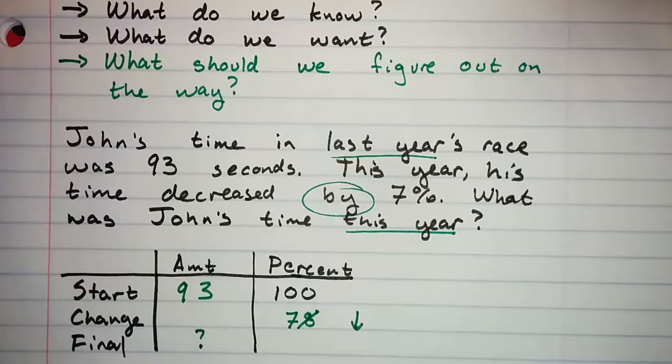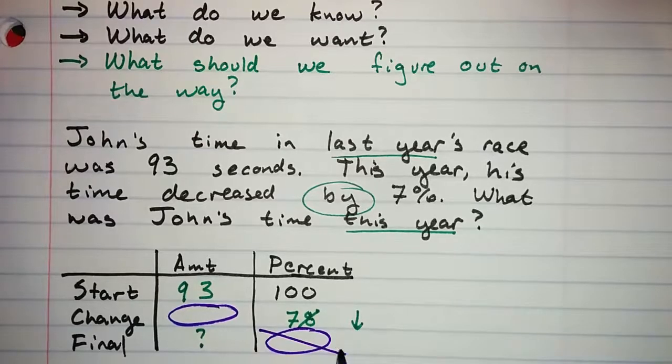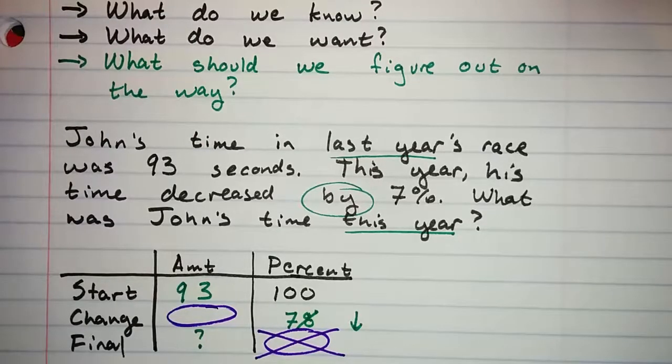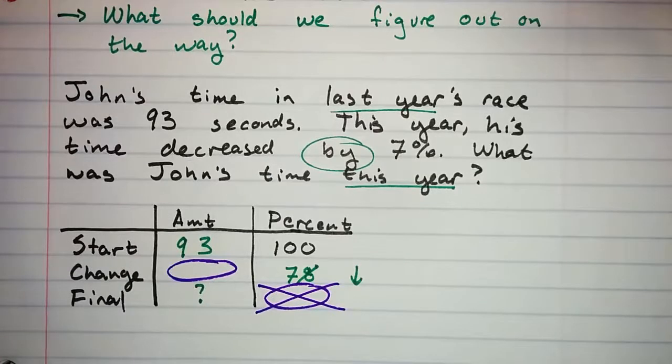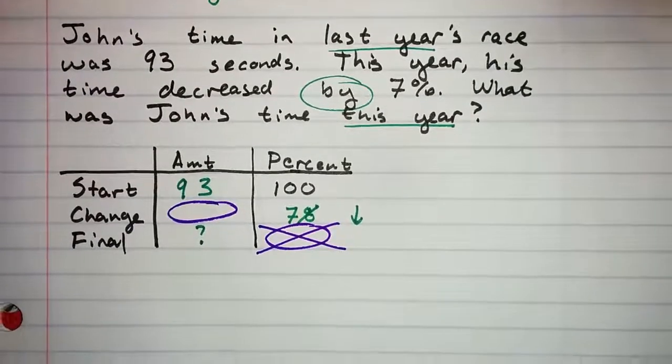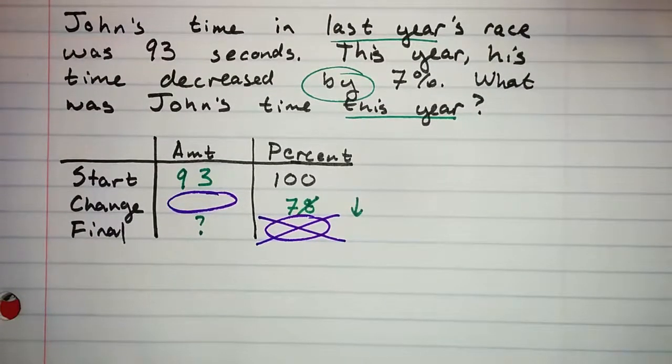I see 2 possible strategies I could follow here. I could either find the amount change and then subtract, or I could find the final percent and then solve a proportion. I'm going to choose to find the amount change because I think I'd rather do the arithmetic with 7 than with whatever I get here, which is a bigger number. So first I'm going to find the amount change, and then I'm going to subtract to find the final amount. That's my plan.